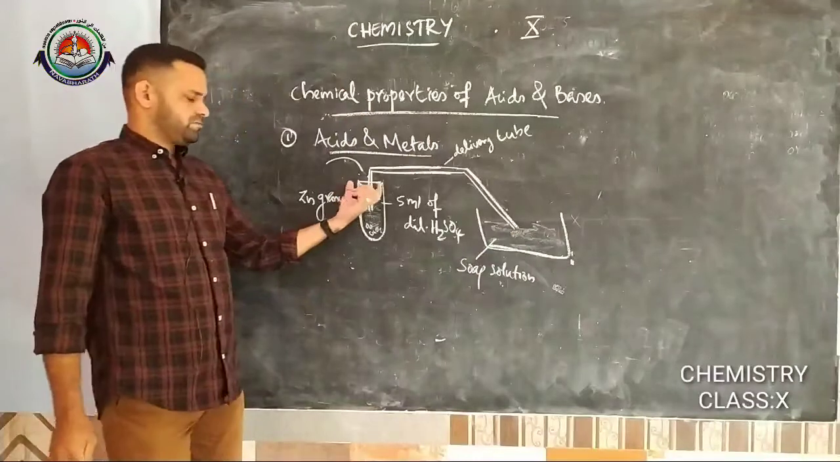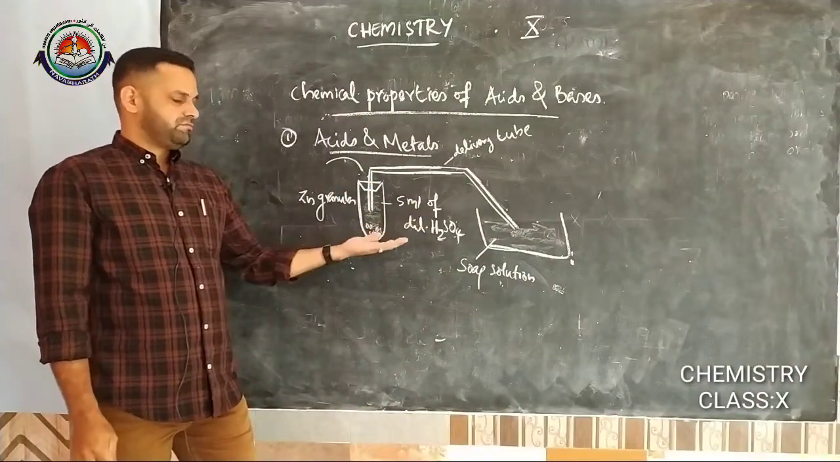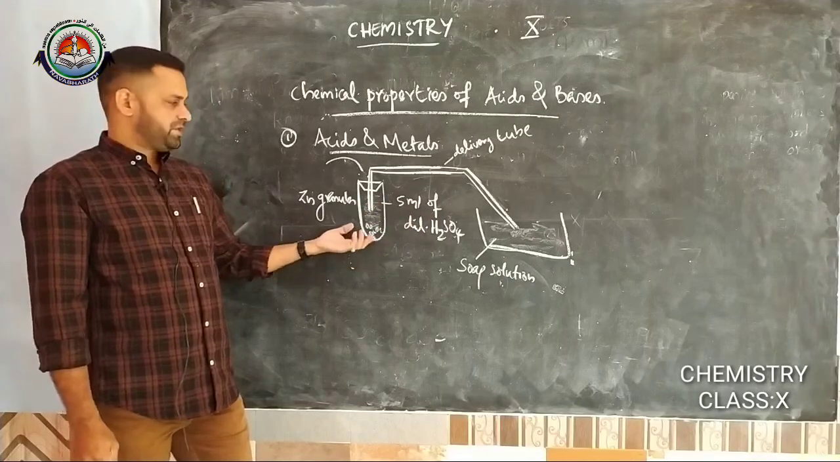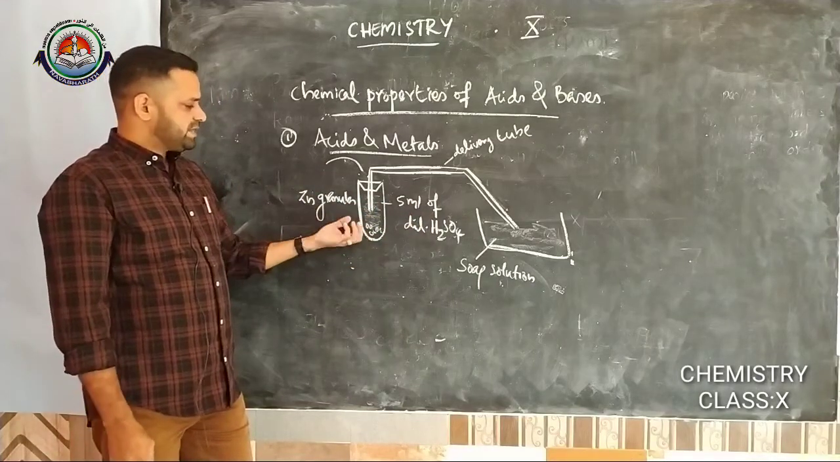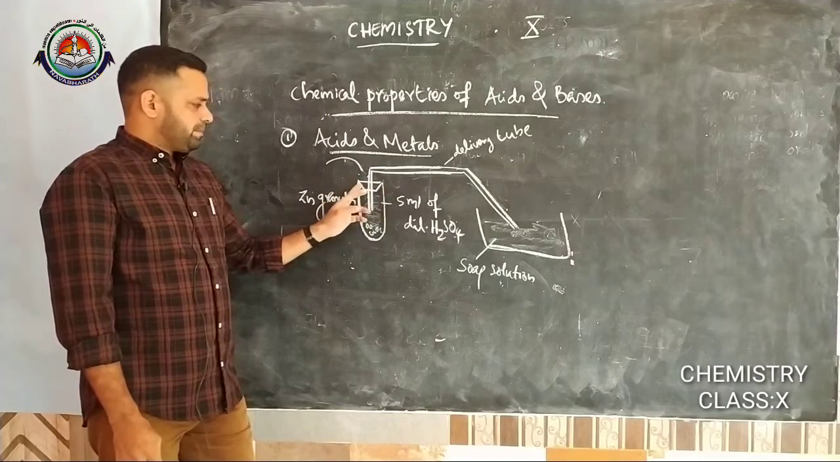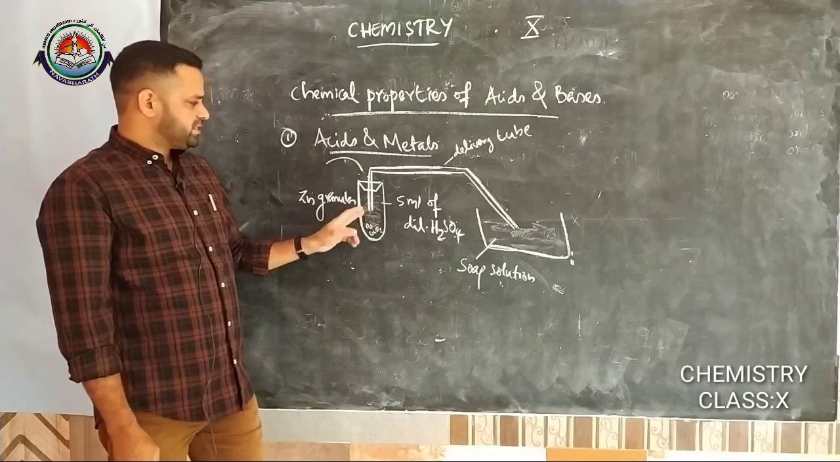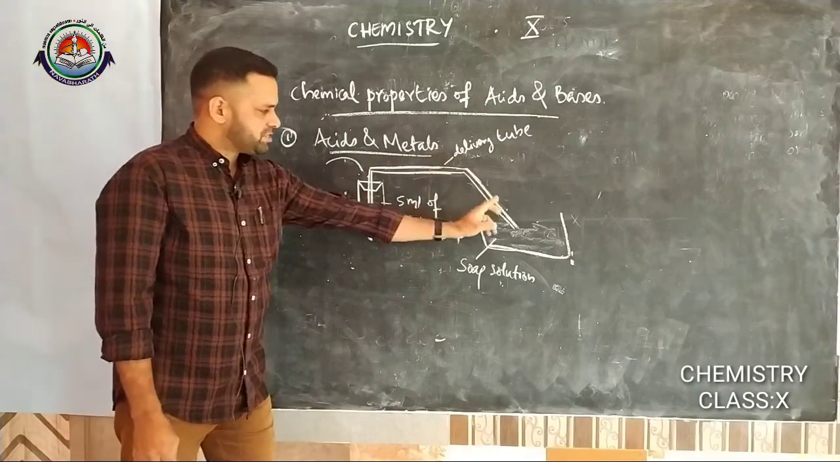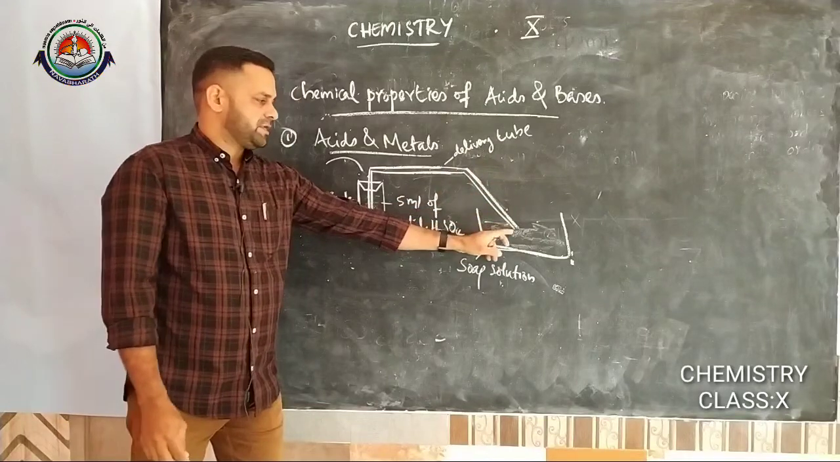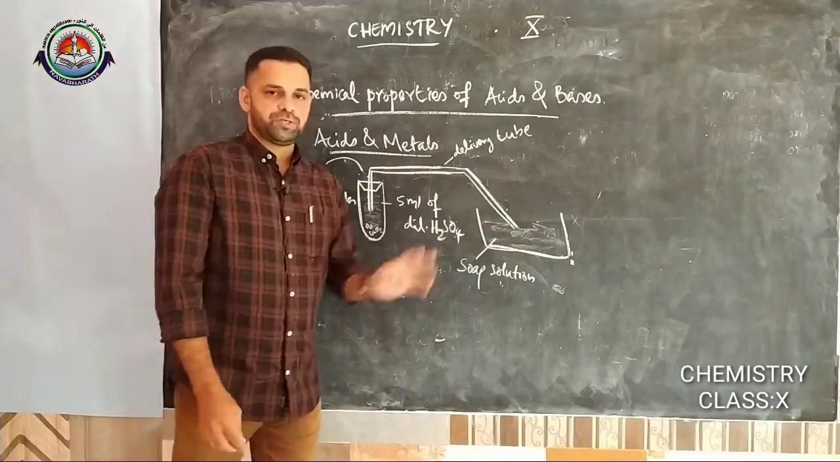So in the test tube we have taken 5 ml of dilute sulfuric acid, and you add zinc granules into it, and then it is closed with a rubber cork. Through that cork put a hole and insert a delivery tube, and that delivery tube is passed into a trough that contains soap solution.